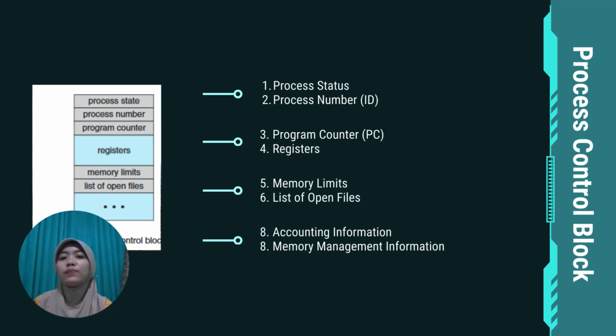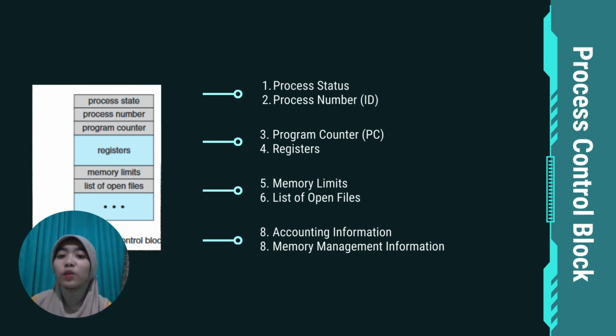The fifth is the memory limit. This attribute specifies the memory boundaries allocated to the process. It indicates the start and end address of the memory region allocated to the process. For example, a process may be allocated memory from address 0x1000 to 0x2000.